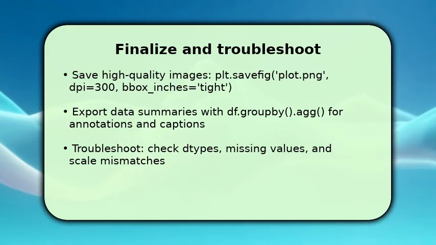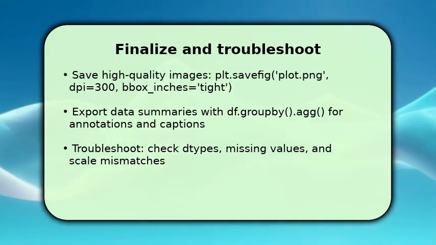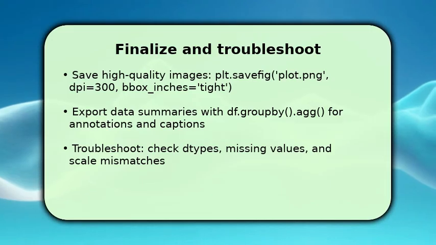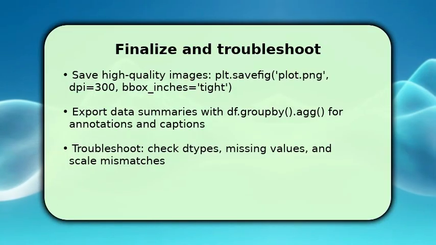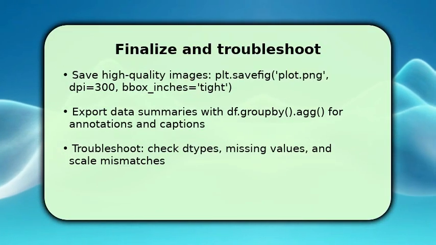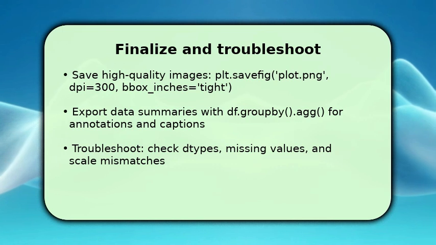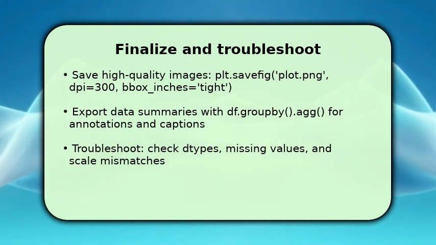If something looks off, first check data types and missing values, then verify axis scales and transformations. If plots are empty or overlapping, resample or apply alpha and jitter. These checks resolve most visualization problems quickly, so your final graphic is correct and communicative.